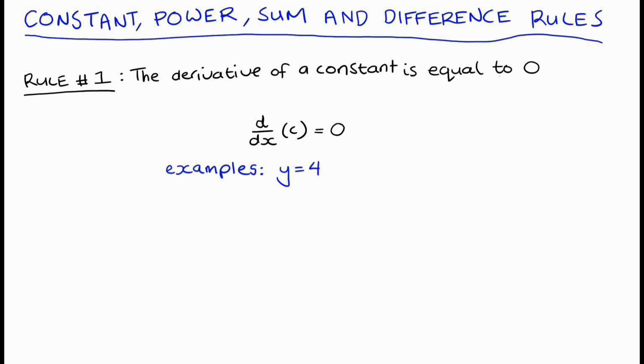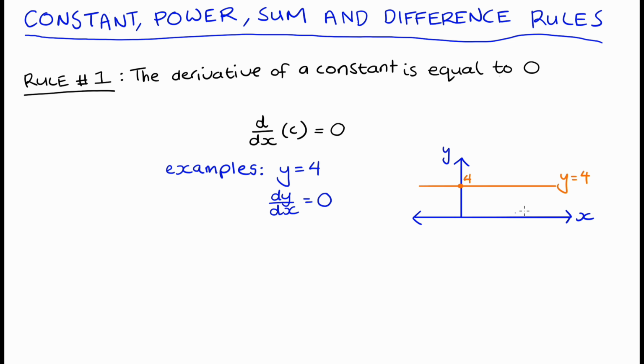So for instance, if I had y is equal to 4, 4 is a constant, so dy dx, the derivative of our function y with respect to x, is equal to 0. And this makes sense. The function y is equal to 4, it looks like this. Y is constant as x changes. So the slope and the derivative is 0.